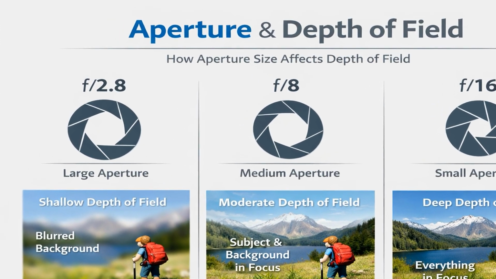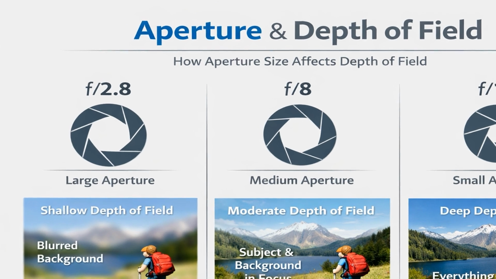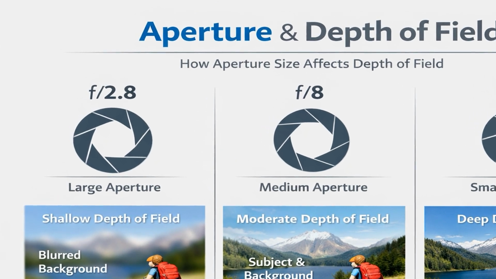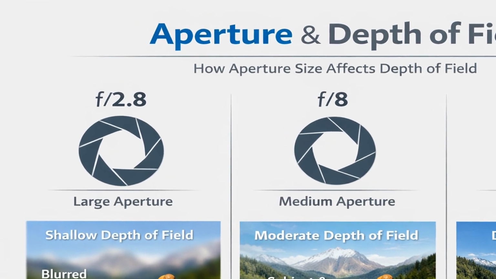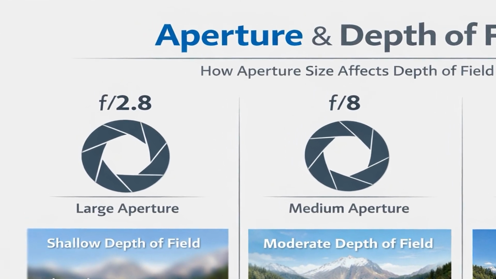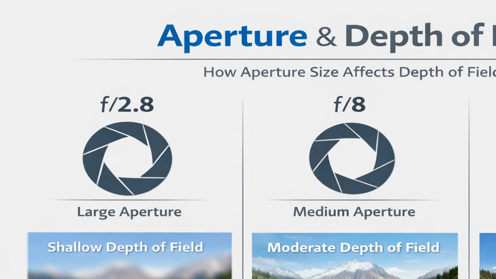In our last video, we talked about the art of seeing, how to find inspiration and tell stories with your camera. But what happens when you have a beautiful vision, yet your photos just don't turn out the way you imagined? Often, the missing piece is a solid understanding of the technical fundamentals. Today, we're diving deep into the heart of photography, the exposure triangle.